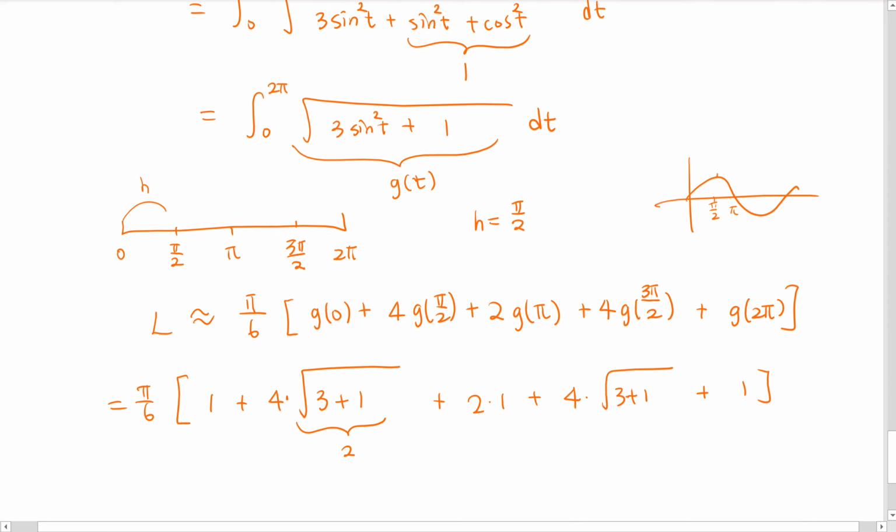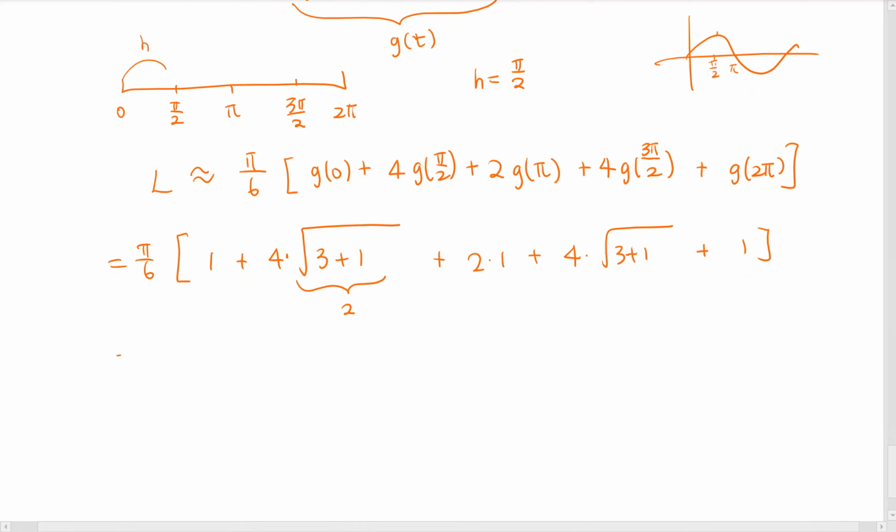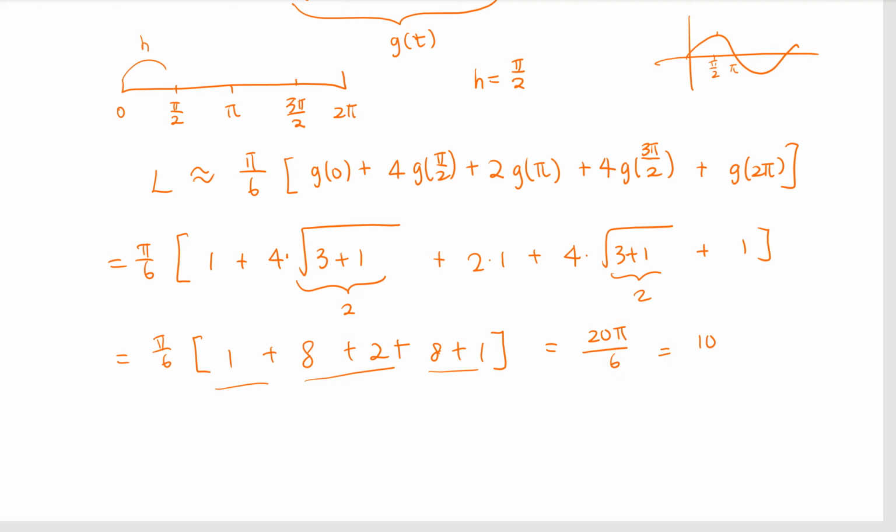Ooh, you see, actually, we don't need a calculator for it. So 1 plus 4 times 2, which is 8, plus 2 times 1, which is 10, plus 4 times 2, which is 8, that is 20, plus 1. So 20 pi over 6. Oh, 2 is a common factor, so 10 pi over 3. See, we got an exact number.